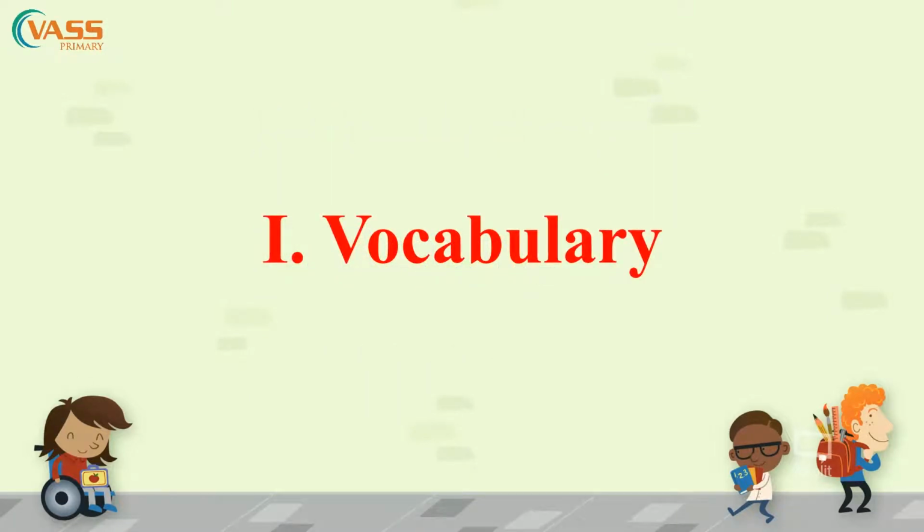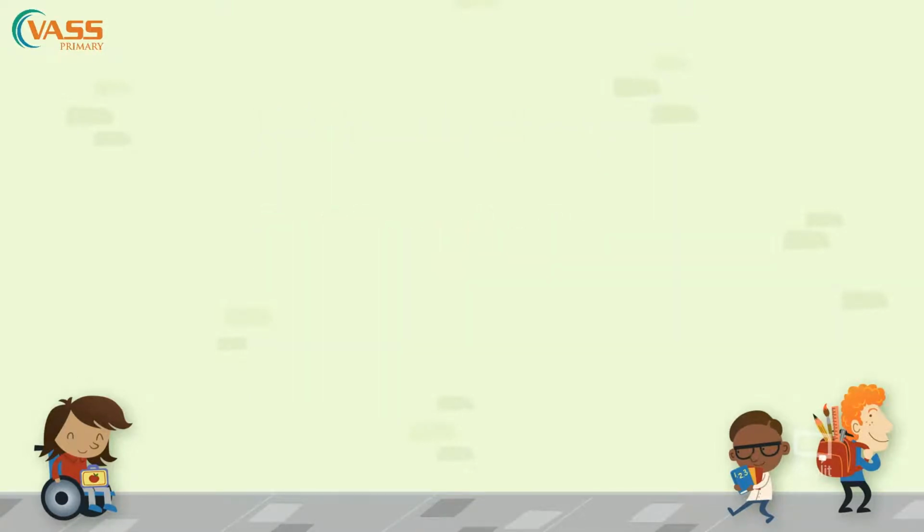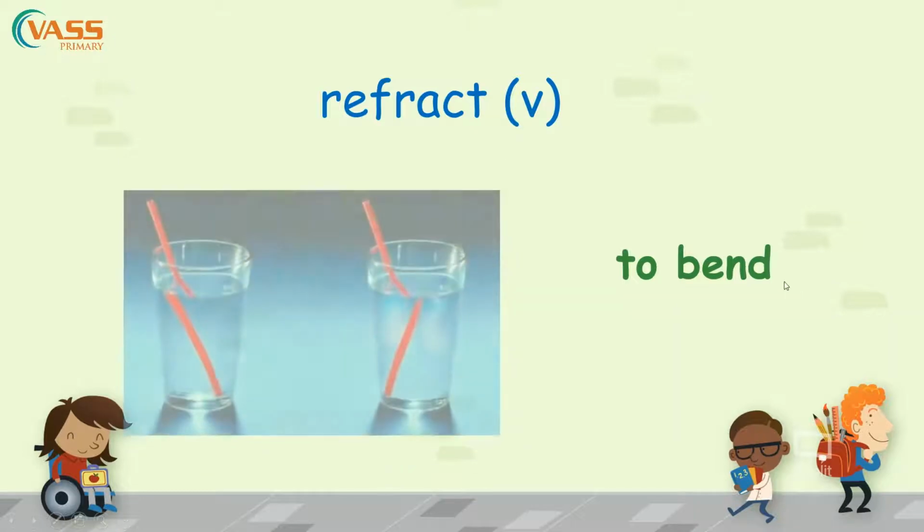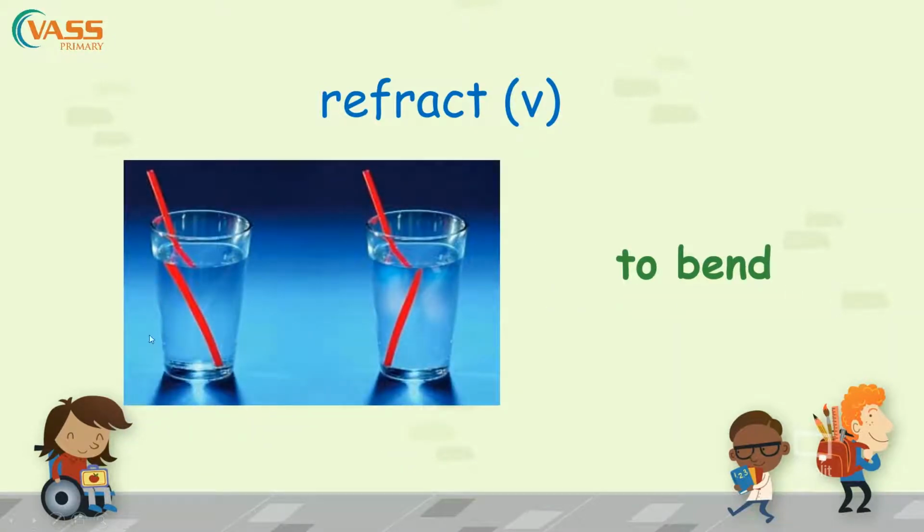First is our vocabulary. Repeat after me. Refract. Refract. The word refract means to bend. Look at the pictures of the two glasses of water. We know that there's only one straw in the water, but due to refraction, we can see that the straw below the water looks bent.